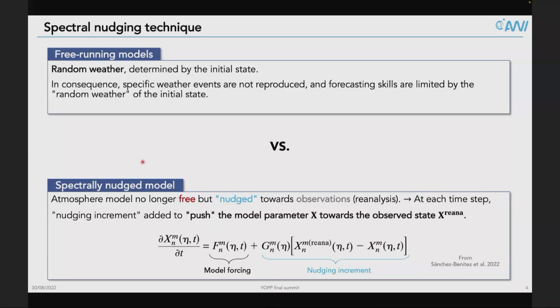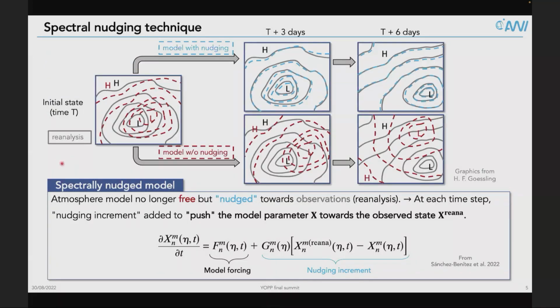With spectral nudging, the atmosphere model is no longer free, but instead it is nudged towards the observations, so towards a gridded reanalysis, for example. In other words, at each time step, we add a nudging increment to push the model towards the observed state. Here you have the nudging increment formula, but you don't really need this. Instead, to illustrate what the nudging does, we have this little schematic from Helge Gößling.